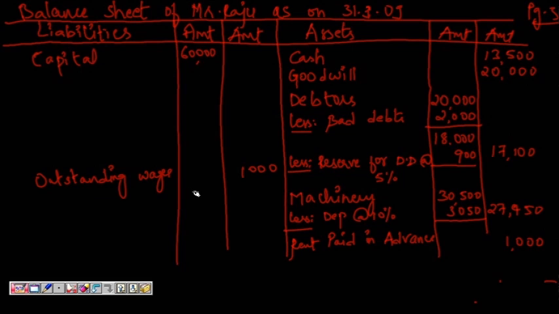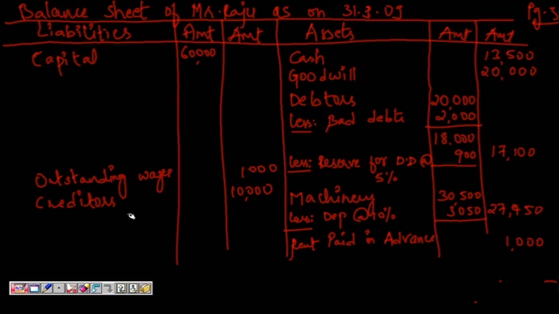Then next comes creditors. Creditors means a liability. Creditors are the persons from whom we purchased the goods on credit. So that means we are still owing that value. That means we are liable to him. So write under liabilities, creditors. Value of creditors is 10,000, write directly in the outer column.